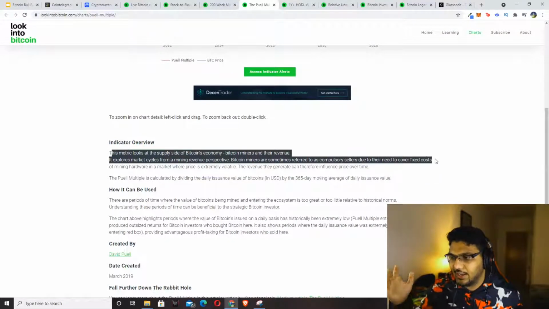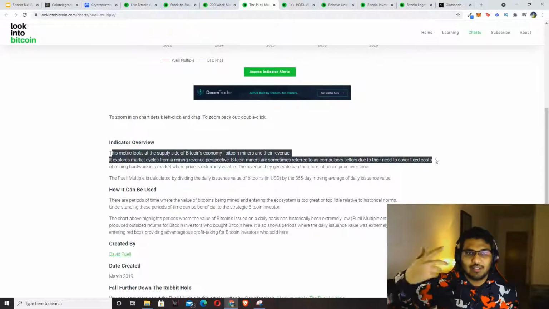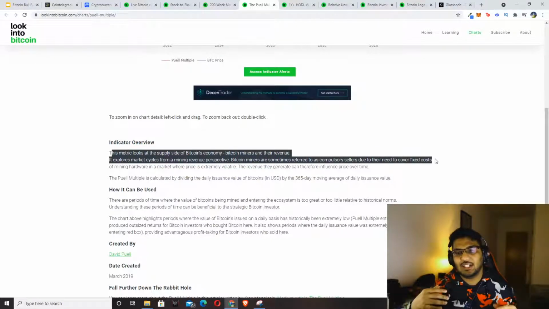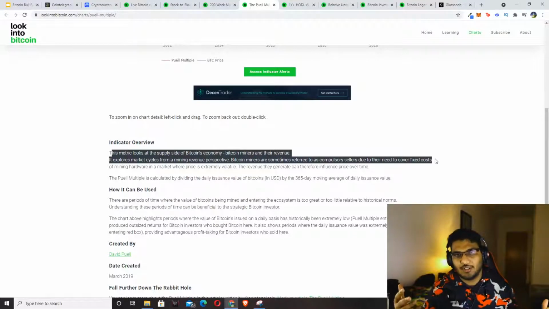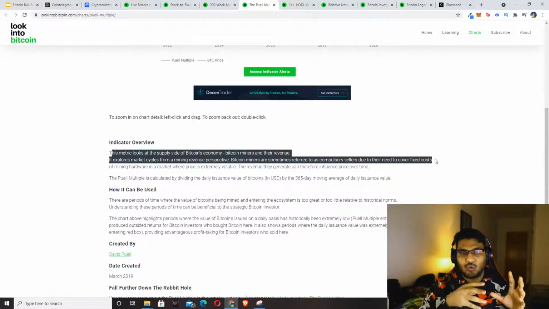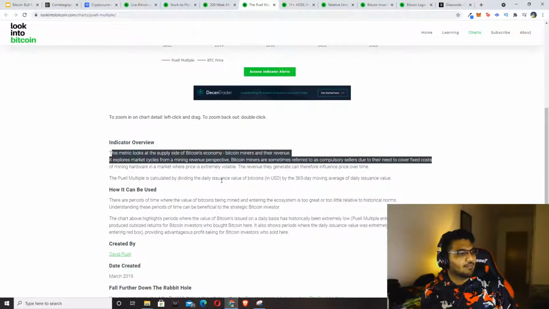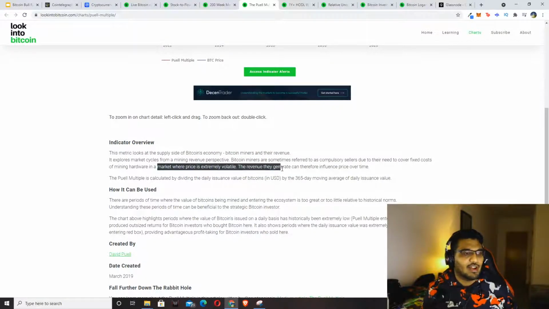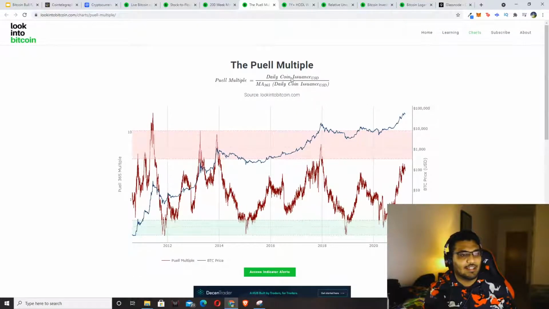So you guys, I don't know how many of you are into mining right now, but think of it like this. If you are mining, you're operating equipment, and that equipment is burning a lot of electricity. But you can't just say, okay, I'm just going to ignore the electricity cost and profit everything, because you have to pay the electrical bill. And when you mine on a large scale, we're talking about hundreds of thousands of dollars. So you need to sell enough Bitcoins to cover the cost of the electricity. Of mining hardware in a market where price is extremely volatile. The revenue they generate can therefore influence price over time. So it's important to understand this daily coin issuance.